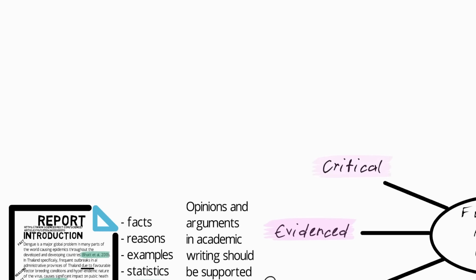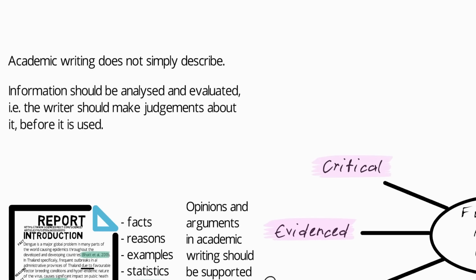The next feature is critical. So academic writing does not simply describe. Information should be analysed and evaluated. In other words, the writer should make judgments about it before it's used. And sometimes in making those judgments, you may decide not to use the information at all.